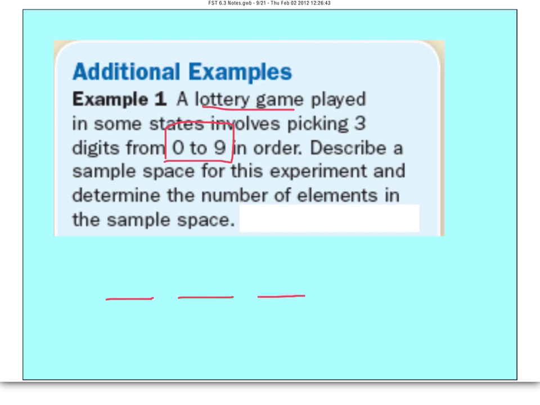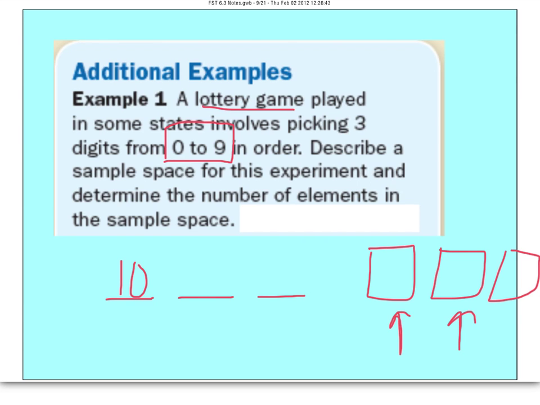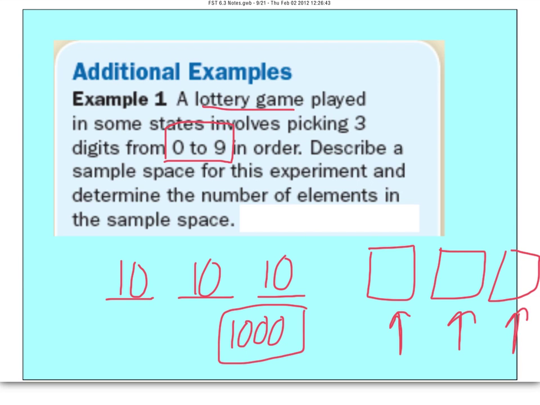If they are picking, let's say, from different bins, they have the numbers 0 through 9 for number 1, 0 through 9 here, and 0 through 9 here. When you pick for your first choice, be careful, there's 10 choices. The second bin, there's 10 choices, and the third bin will have 10 choices. So there's going to be 1,000 different outcomes for this particular lottery game.